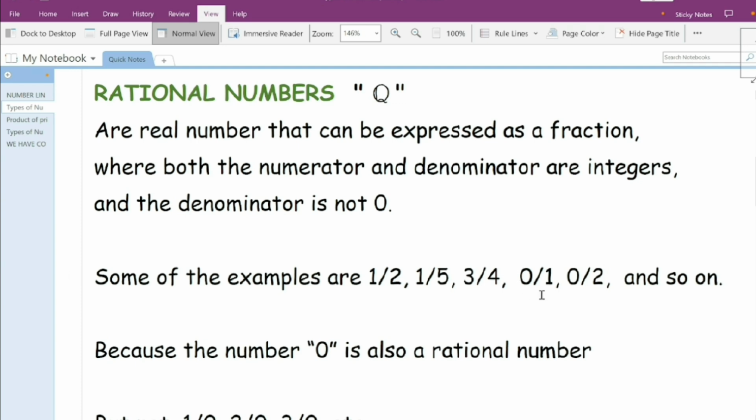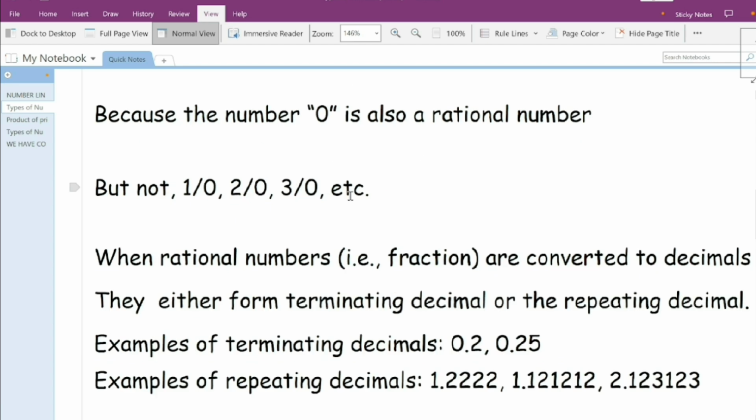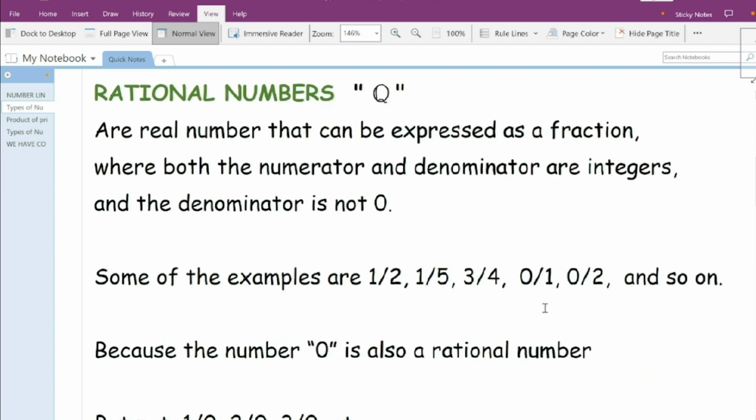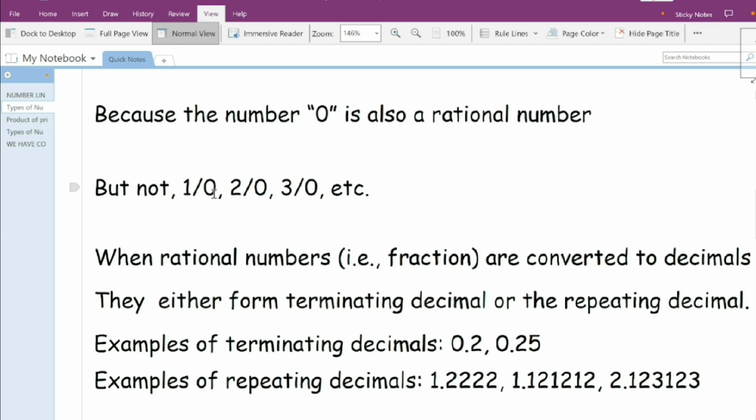So you have 0 over 1, 0 over 2, and so on, be it a proper fraction or an improper fraction. So any number over 0 is not a rational number. So we can have it on top but not below. So 1 over 0 is not a rational number, 2 over 0 is not a rational number, and 3 over 0 is not a rational number.